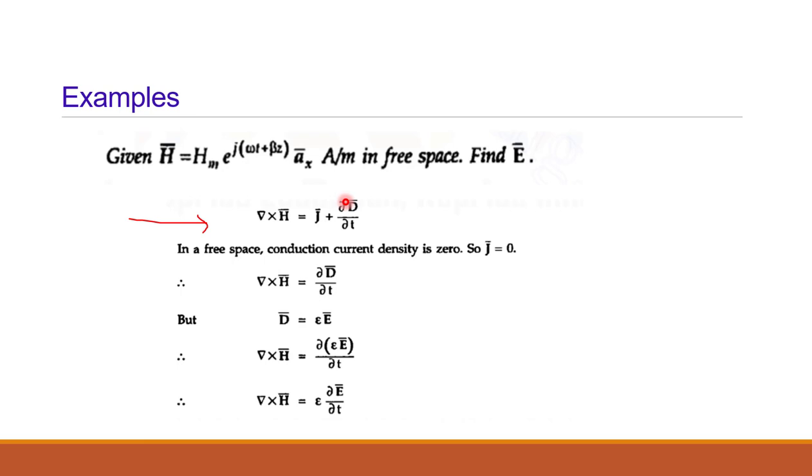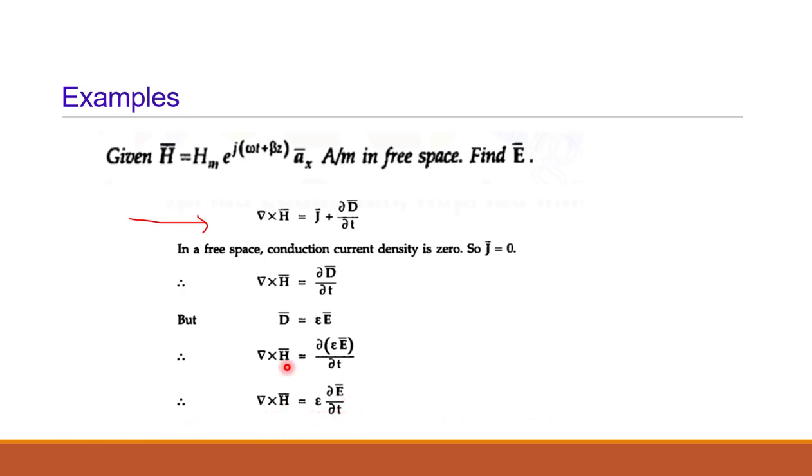So as per the time varying equation, what is del cross H? Del cross H is equal to J plus dou D by dou t. But for free space, we know that there is no J bar present because current density is 0. So we make this J bar 0. Our equation turns out to be del cross H is equal to dou D by dou t. But what is D? D bar is equal to epsilon naught E bar. So we place this epsilon E into the above equation. So we get del cross H is equal to epsilon into dou E by dou t.